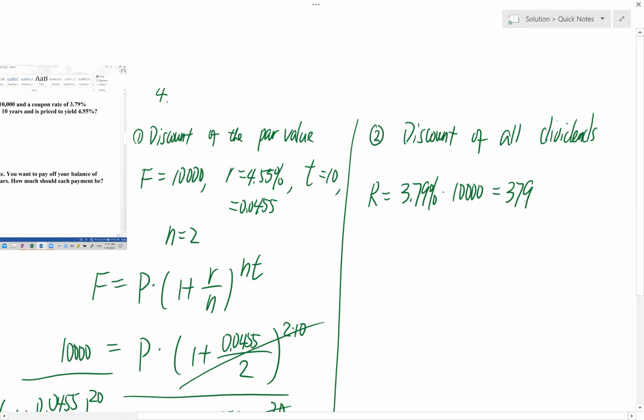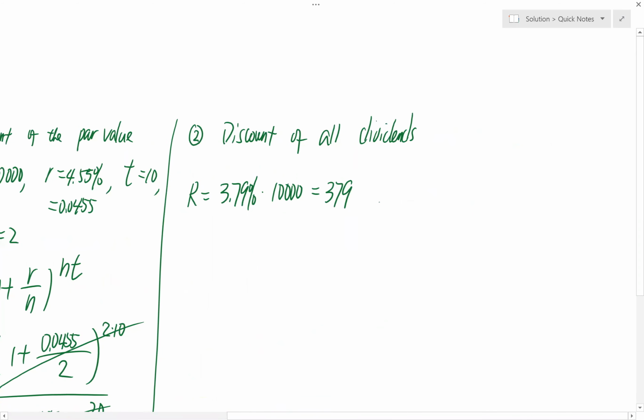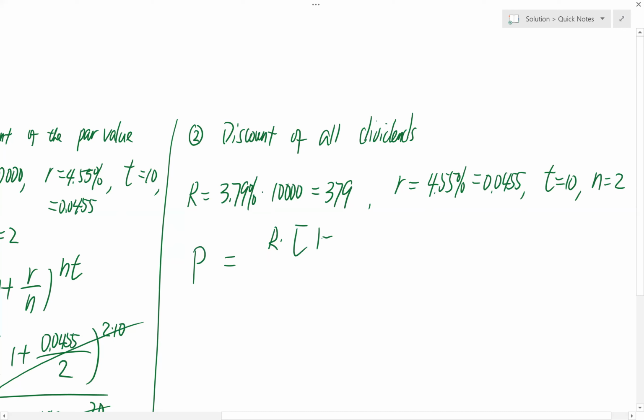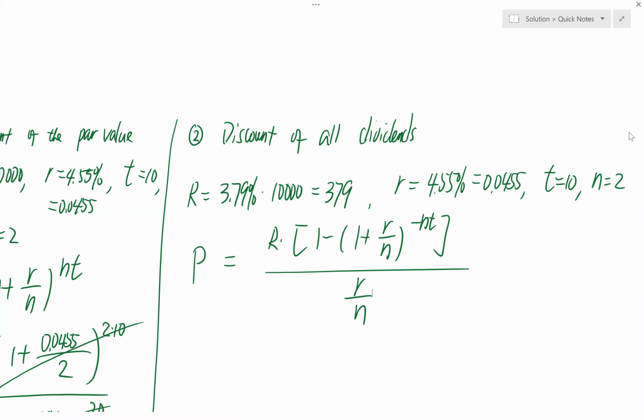You can put into Excel, get that, no problem. And also we know the rate. Rate is the same, right? Market return 4.55%, 0.0455. Time t is given 10, and the number of compounding periods given 2. Now we need to know the present value of this annuity. So regular payment times 1 minus 1 plus R over N to negative NT, over R over N.